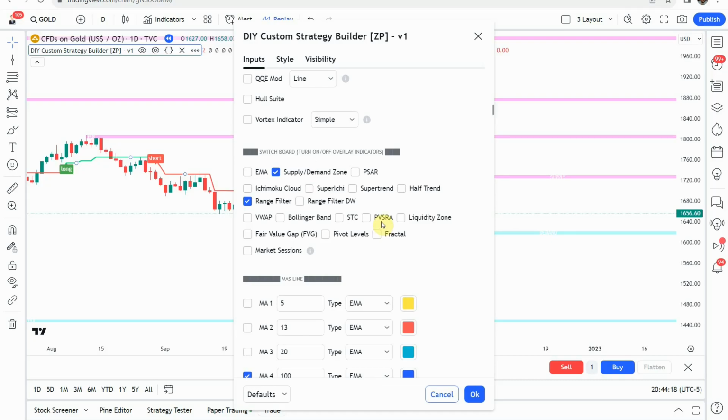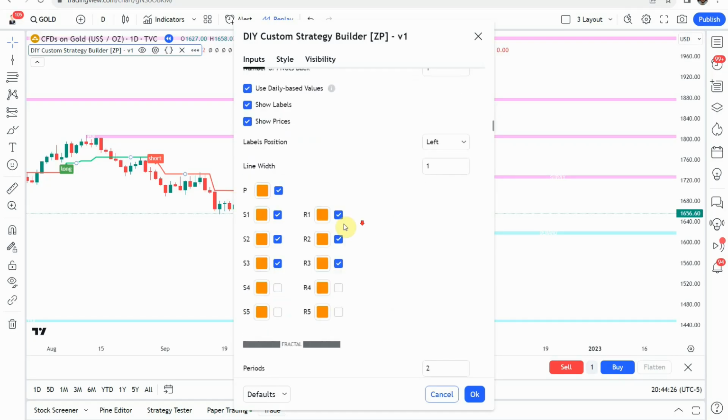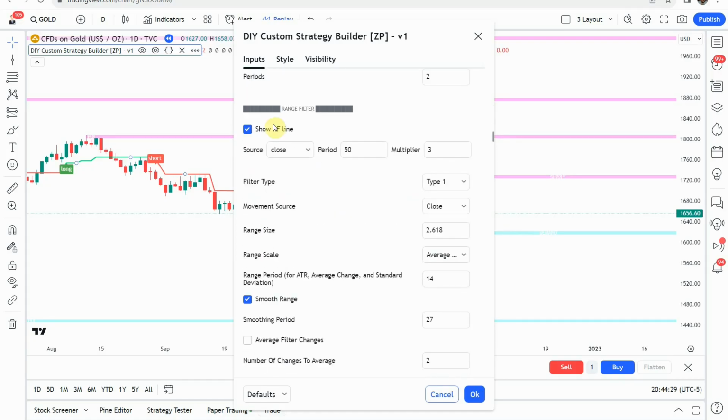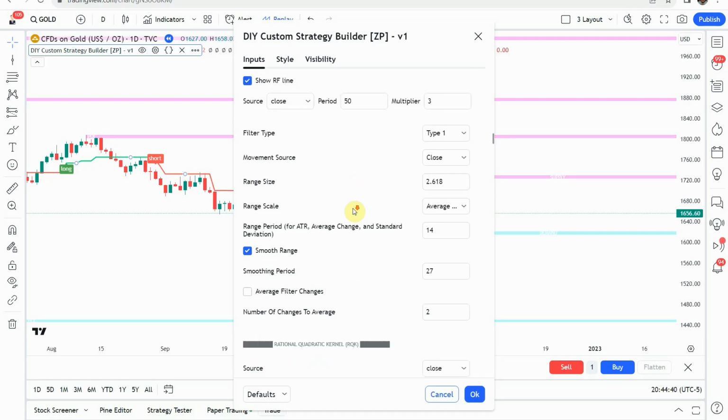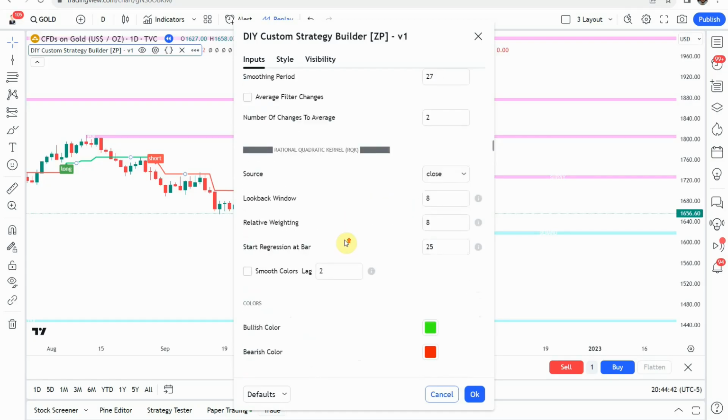So as far as the strategy goes, the two indicators you're using are the supply and demand zone and the range filter itself. Now they did scroll down to the range filter settings, and they changed this, I believe it was a 100 period, to a 50 period, and everything else stayed the same.